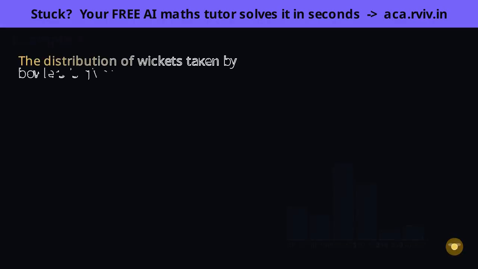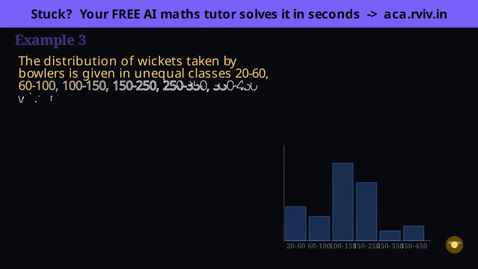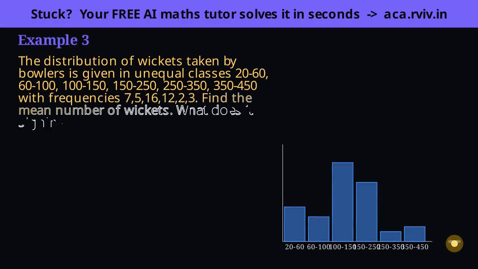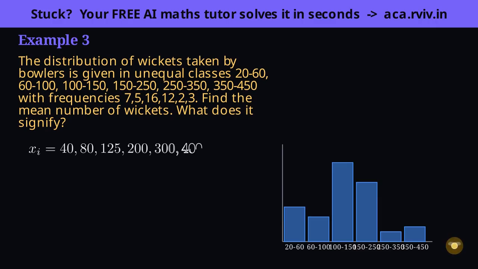Big, uneven classes, the step deviation method still tames them, as long as we pick h ourselves. These class marks are huge, up to 400, so the direct method would be a nightmare of big multiplications. Step deviation is the obvious choice. First, the class marks, each the midpoint of its interval: 40, 80, 125, 200, 300, 400. Add the frequencies for the total number of bowlers, 45, the denominator we'll carry through.